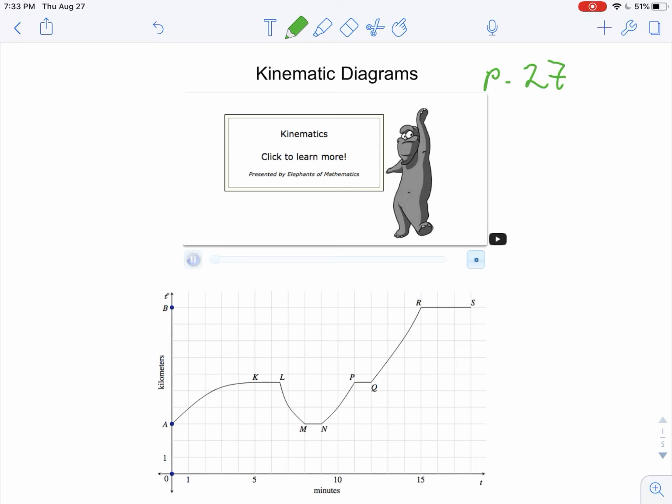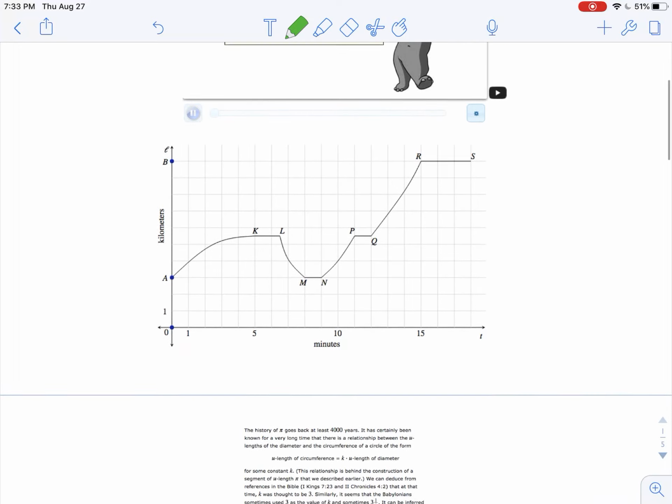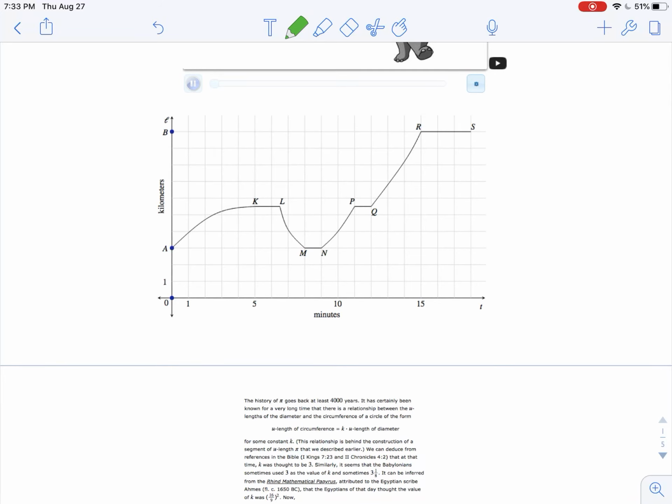So, what you're going to do today, there is a video on page 27 describing kinematic diagrams. Kinematic diagrams, long story short, it's just a way of diagramming motion over time. So kinematic is a fancy word for that. You're going to be asked to do an exercise. You'll see, like on exercise 29, for instance, you'll have this very picture.